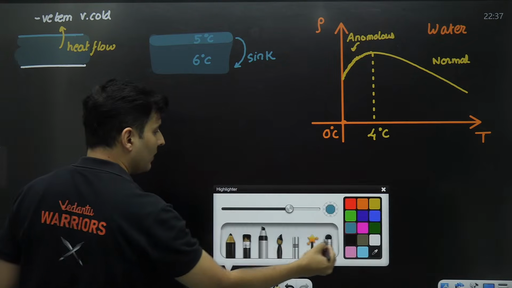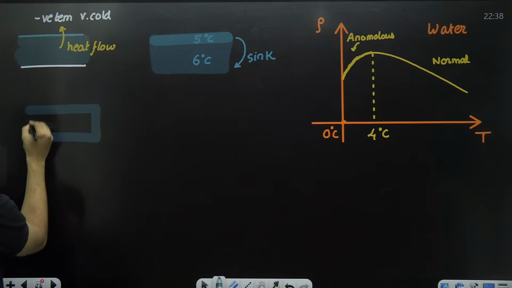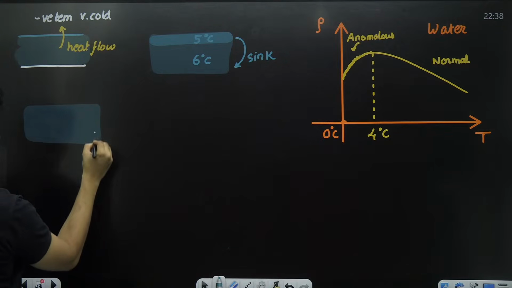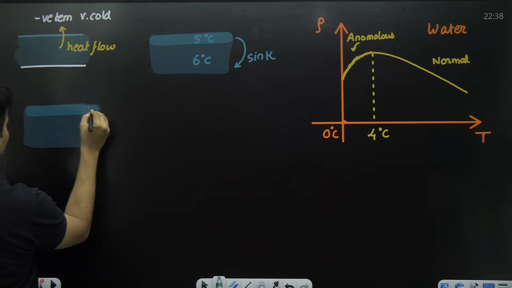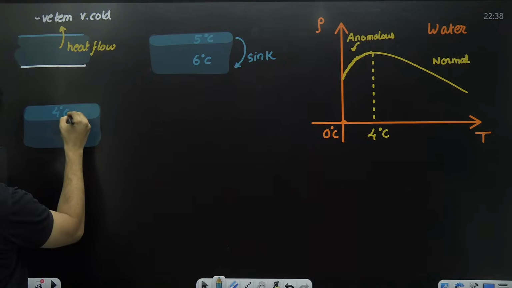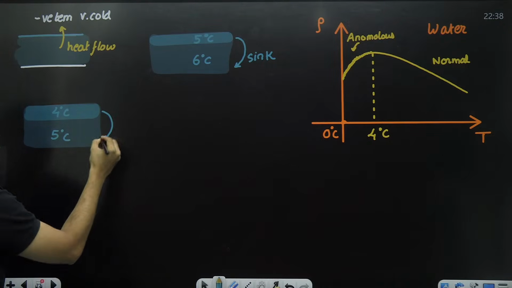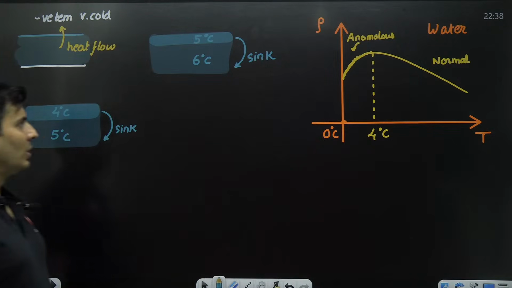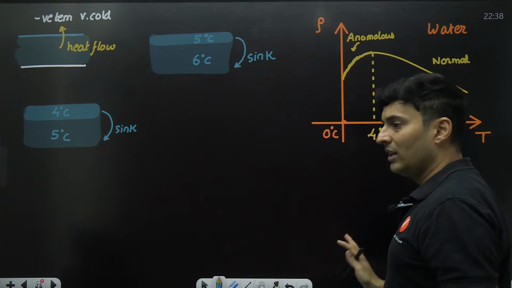Eventually, observe that 6 degrees Celsius water will become 5 degrees Celsius, and that process will continue. Eventually, imagine the uppermost layer soon will become maybe 4 degrees Celsius water. The water below is at 5 degrees Celsius. That water will again sink below. The heavier water will sink below. Lower temperature means higher density. This is all normal behavior.